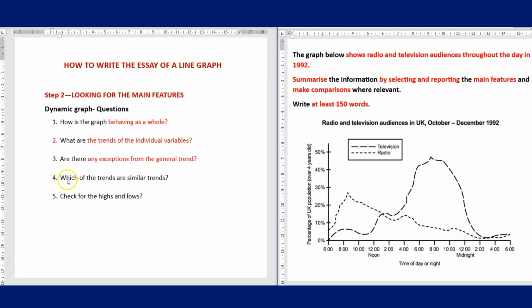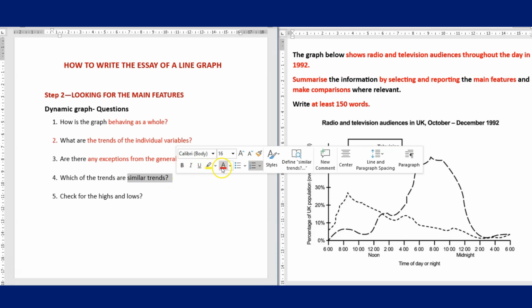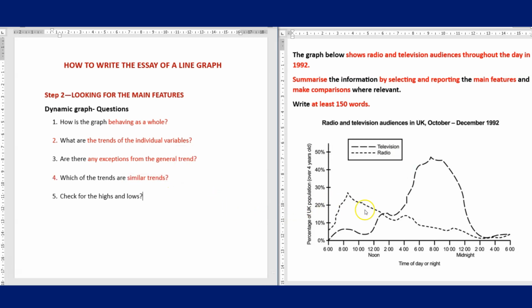The fourth question is, which of the trends are similar? So now we look out for the similar ones. Are there any similar trends? What are the trends that are going up together or down together? So you also look out for similarities that happen in the trends.